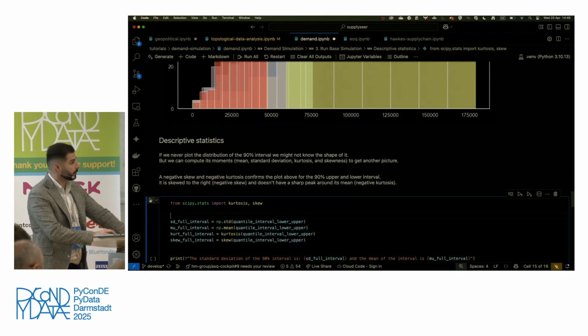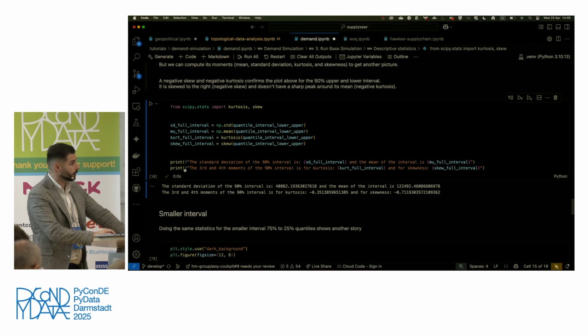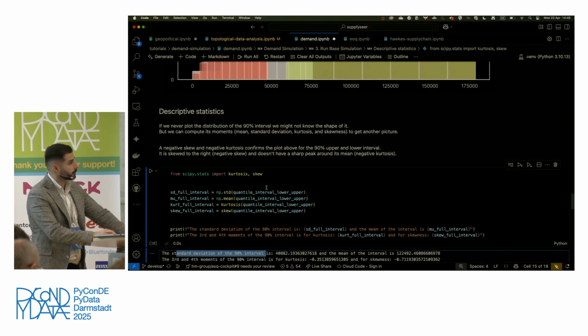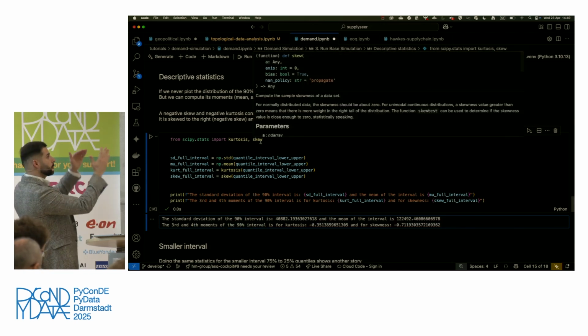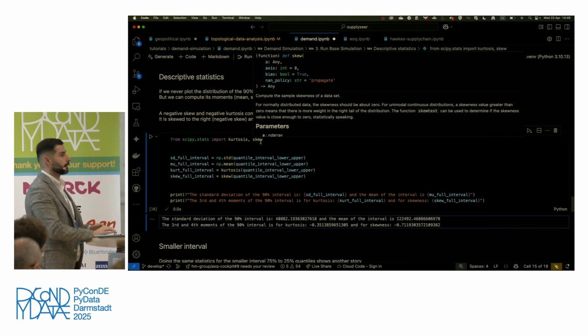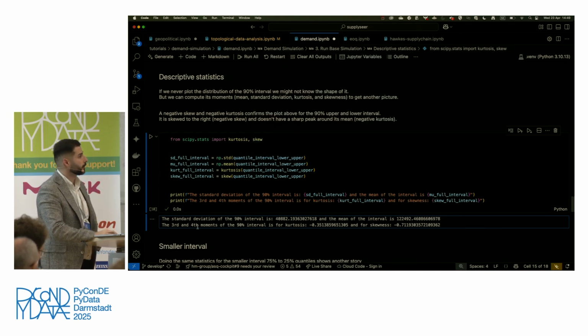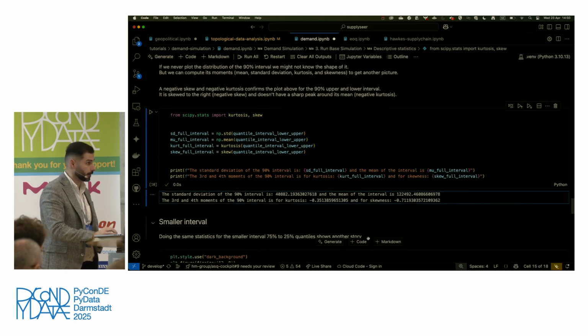But we can also compute some descriptive statistics. The standard deviation of the 90% interval is 40,882, and the mean of the interval is 122,000. The third and fourth moments, which are skewness and kurtosis: is your distribution skewed? Does it have a flat tail? Does it have a large tail? The fourth and third moments of the 90% interval are, for kurtosis, minus 0.35, and for skewness, minus 0.7, which could indicate a normal distribution. It could indicate, I'm not saying it is.